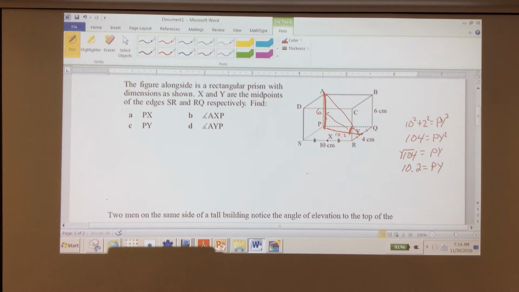Opposite, adjacent, inverse tan. So we got the inverse tan of 6 over 10.2. And again, I'm not going to use that rounded answer. I'll use the square root of 104. So the inverse tan is 6 divided by square root of 104, which is 30.5. Done. Equals 30.5 degrees. Okay.